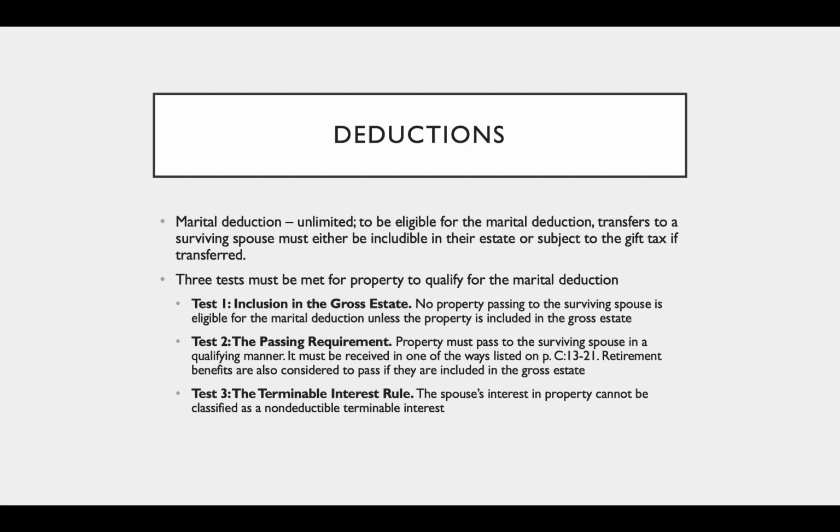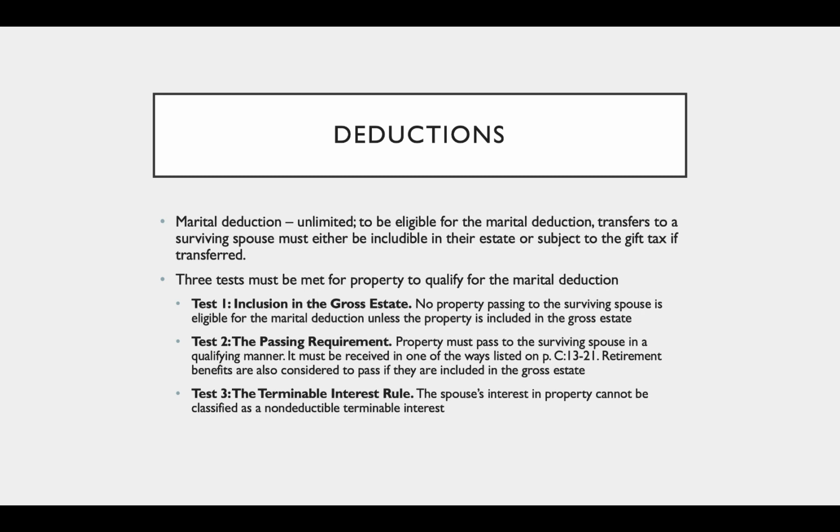Test 2, the passing requirement. Property must pass to the surviving spouse in a qualifying manner. It must be received in one of the ways listed on page 1321 in your book. Retirement benefits are also considered to pass if they're included in the gross estate.